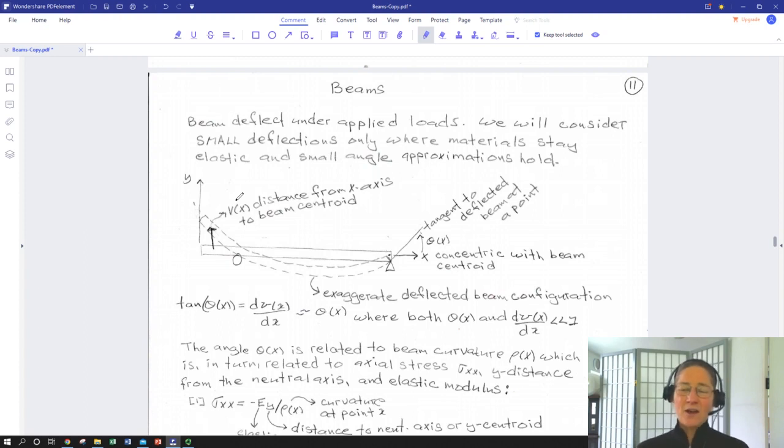Then we did an add-on and said, hey, what if I have a bit of combined loading? I'm flexing and applying a moment, and maybe I'm stretching or compressing as well. And we looked at relative magnitudes for sigma xx from flexion versus sigma xx from just an outright stretching or compressing, and then the shift of the neutral axis relative to the centroid if we had that combination of loading.